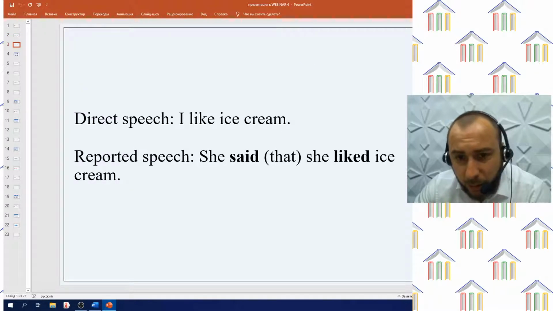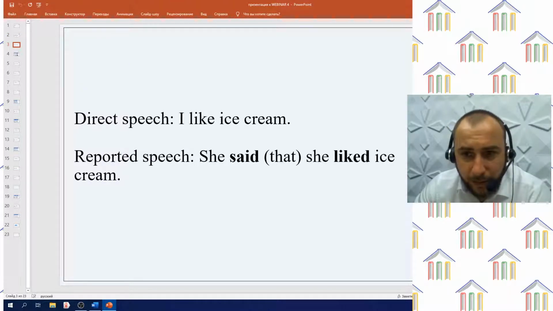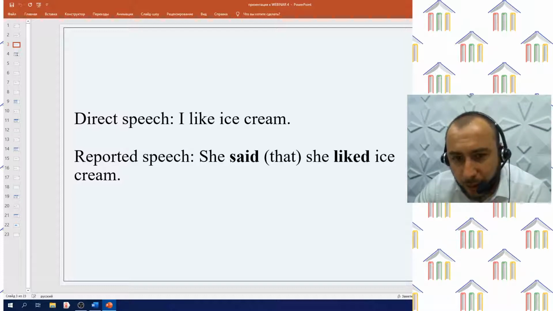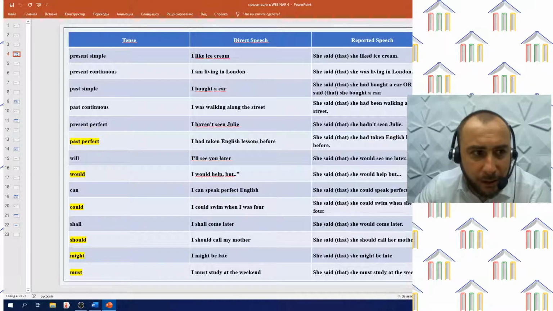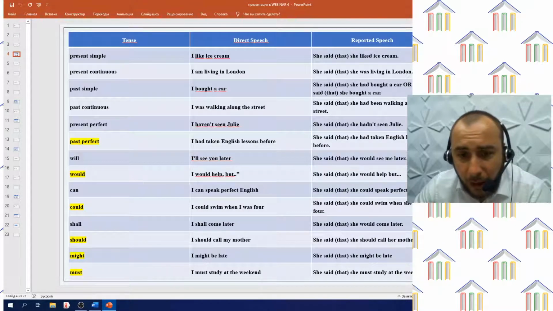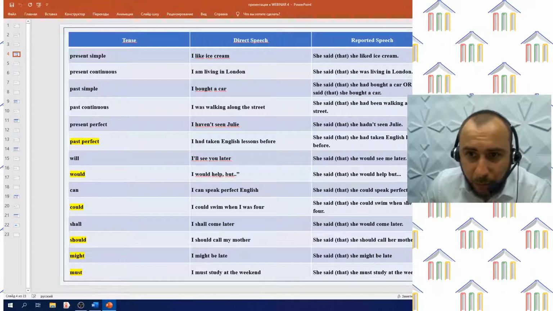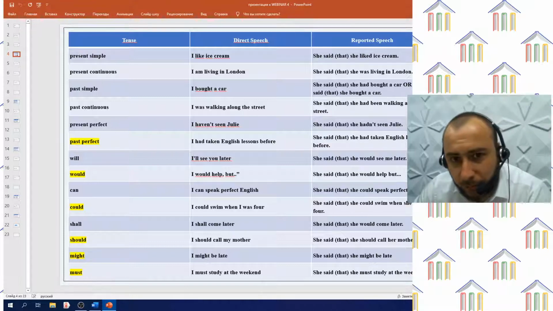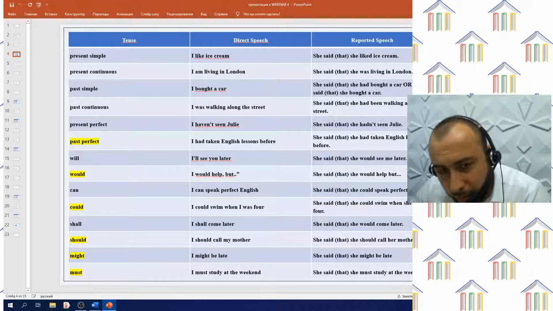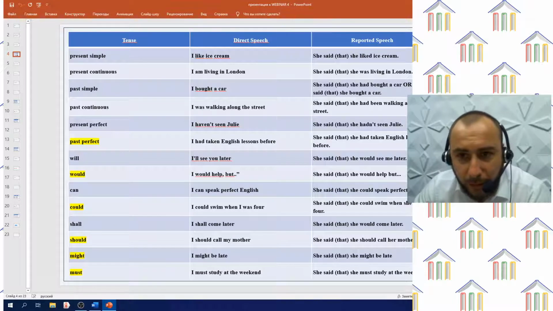But if the reporting verb is in the past tense, then usually we change the tenses in the reported speech. Direct speech: I like ice cream. Reported speech: She said that she liked ice cream. Let's look at this table. Tense: present simple. I like ice cream. Reported speech: She said that she liked ice cream. From present simple it becomes past simple in reported speech.